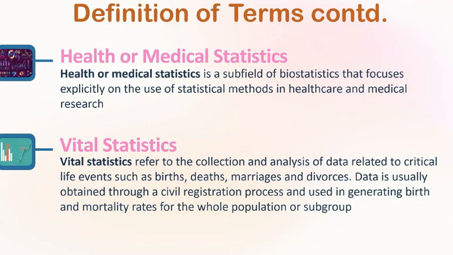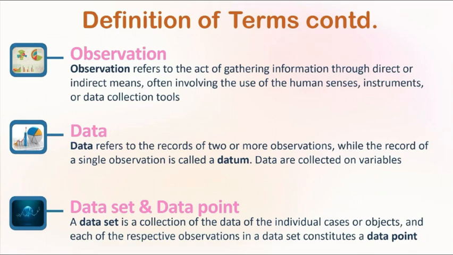Another key term to be defined is vital statistics. Vital statistics refers to collecting and analyzing data on critical life events such as births, deaths, marriages, and divorces. Data is usually obtained through a civil registration process and used in generating birth and mortality rates for the whole population or subgroup. Another key term to be defined is observation.